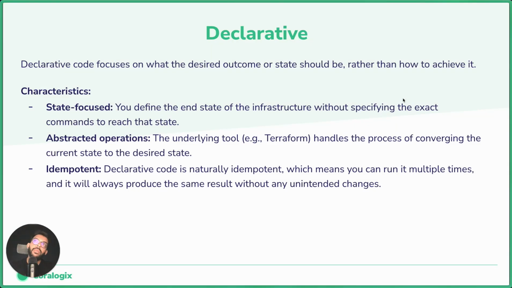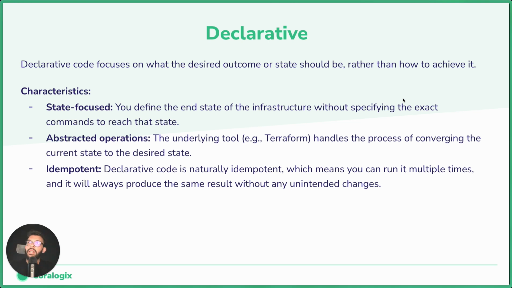Well, the next approach is the declarative approach. And the declarative approach is very different from the imperative one because it is focused on the desired state instead of how to achieve the desired state. And this means that the system handling the desired state will run all the required steps to achieve it. And the three main characteristics for this approach are: state focus. You define the end state of your infrastructure without specifying the exact commands to reach that state.